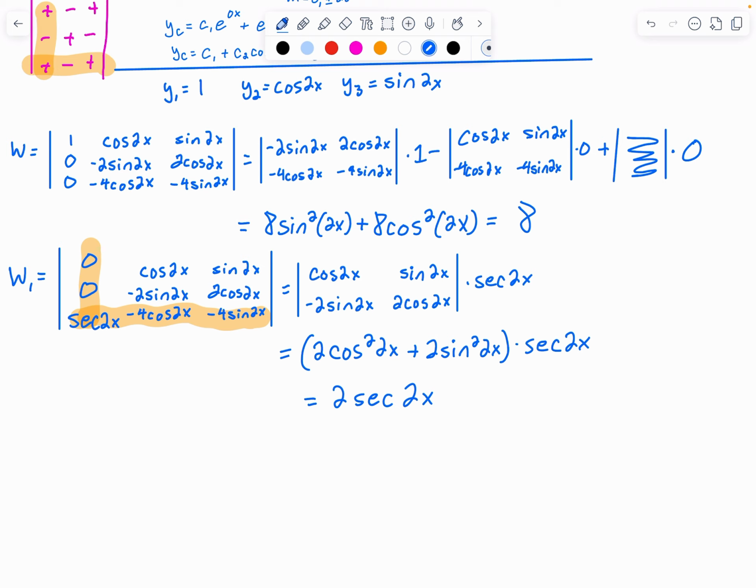All right, so we've got to do W2 now. W2 is going to have a lot of zeros: 1, 0, 0, and then 0, 0, secant 2x, and then I just keep the third column the same. So I kept the first and third column the same.